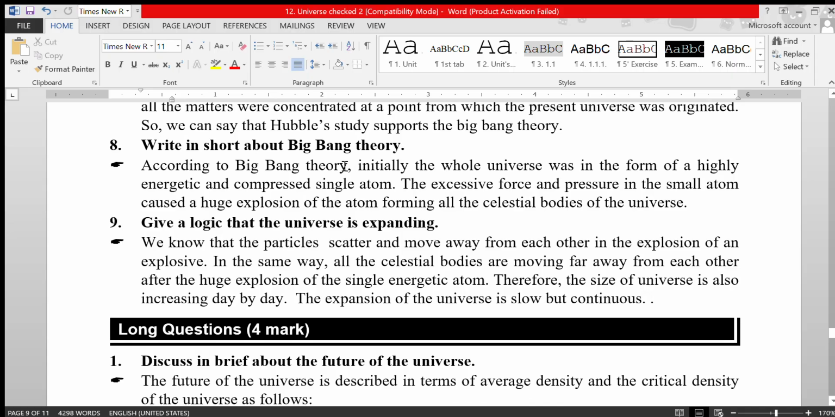Write a note about the Big Bang theory. According to the Big Bang theory, initially the whole universe was in the form of highly energetic and compressed air, and the pressure caused a huge explosion, forming atoms and celestial bodies. As we know, in an explosion the pieces scatter and move away from each other. In the same way, all matter moved away from each other after the explosion of the single point, and therefore the size of the universe is also increasing. The expansion of the universe is slow but continuous.